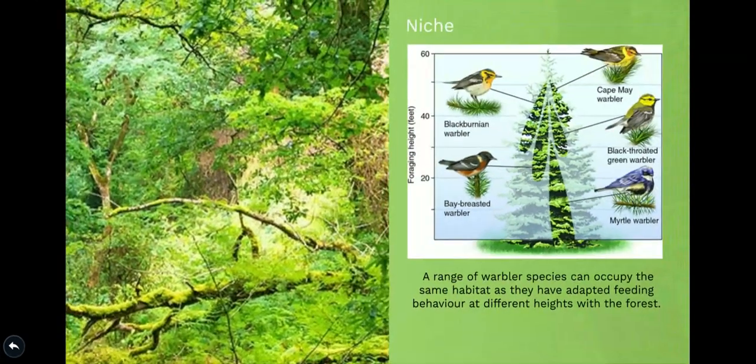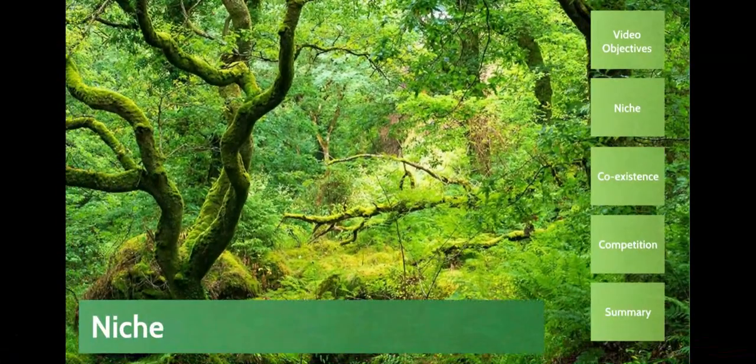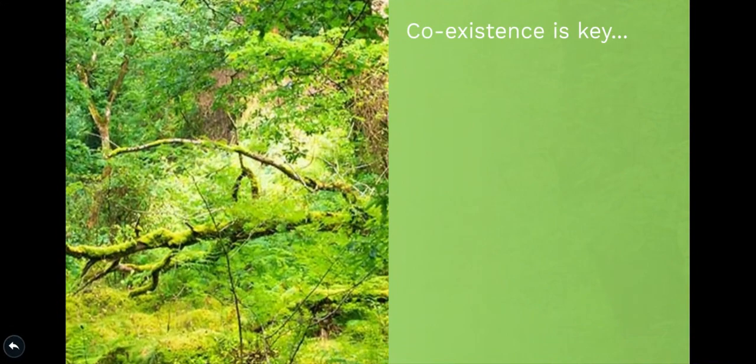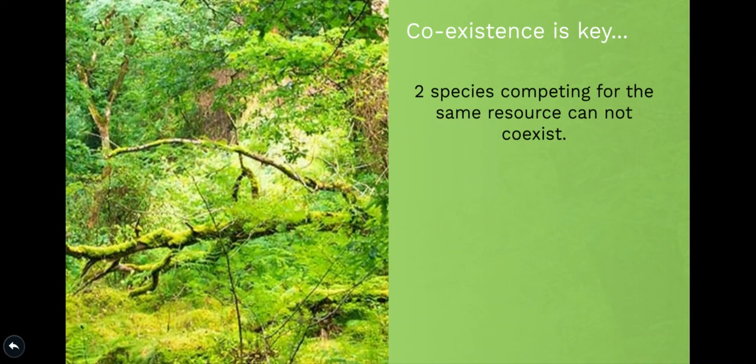So what we need to think about then is why do niches exist? And coexistence is key to this. Two species competing for the same resource can never coexist. And this is an important ecological principle: the competitive exclusion principle. So if two species compete for the same thing, one of them is going to lose out and one of them is going to win.